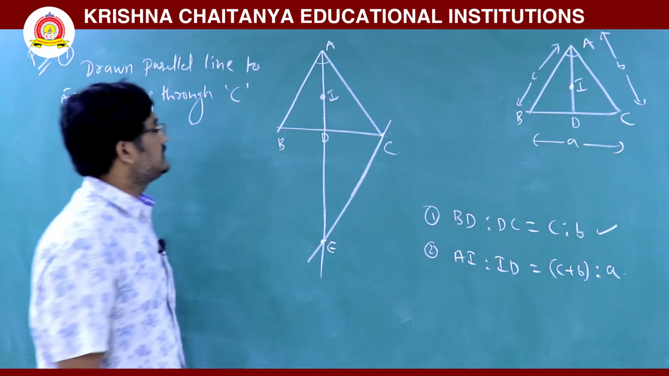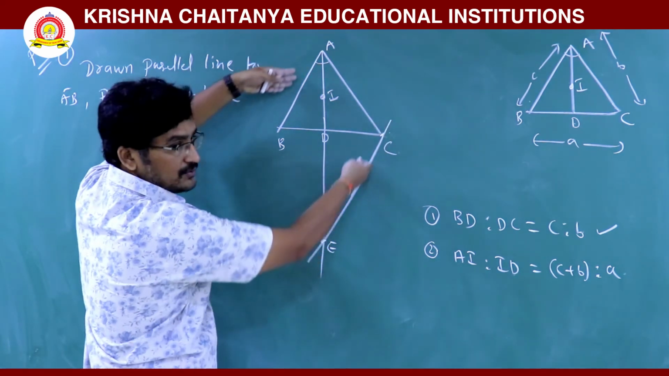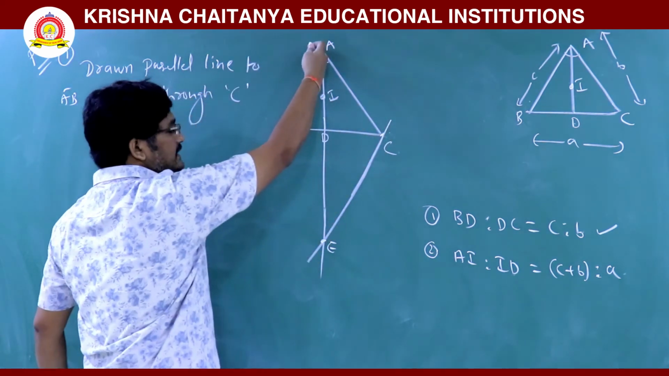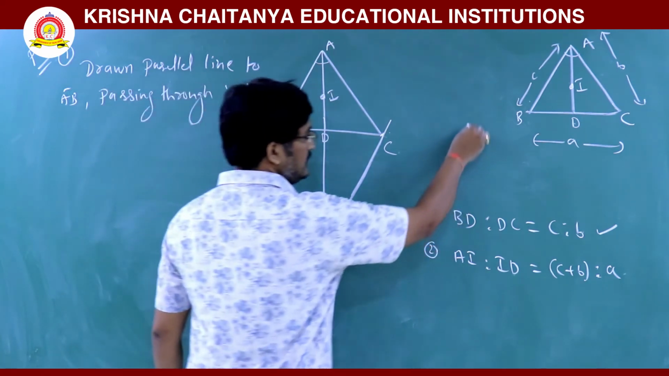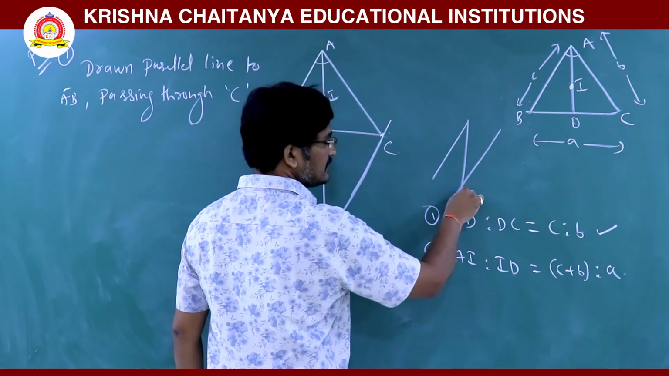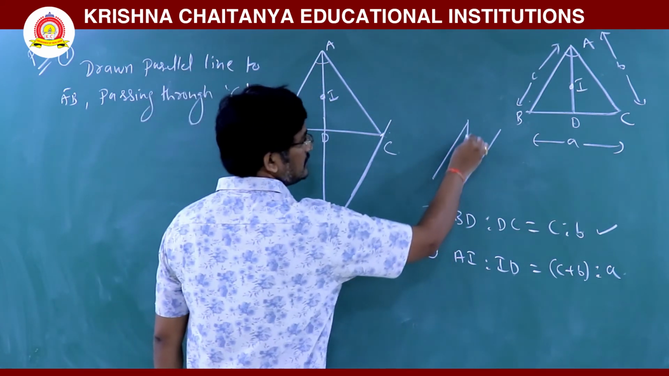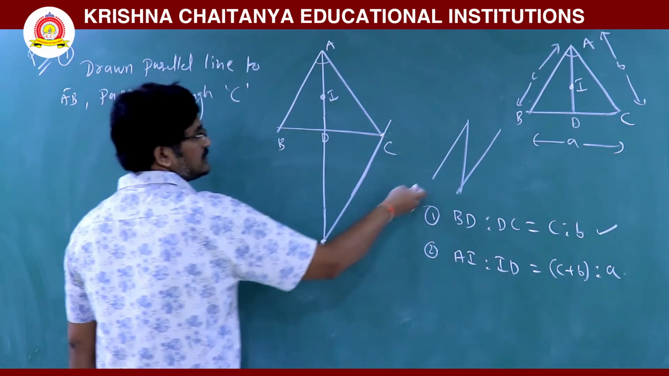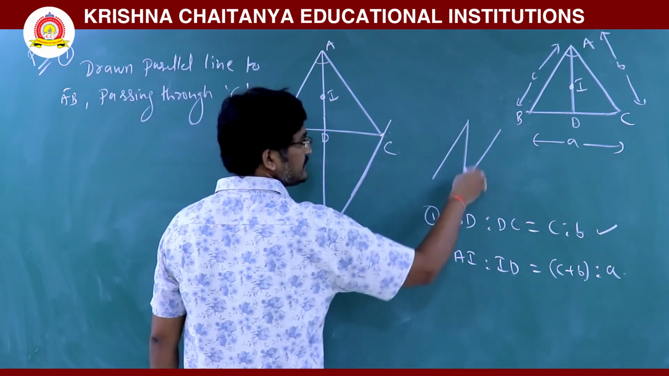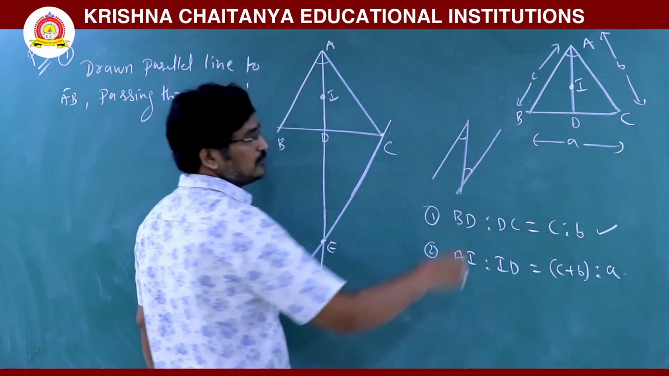Listen carefully. These two are the parallel lines, and automatically this is the transversal. These two are parallel lines and this is the transversal. Then the angles of this one should be the same.